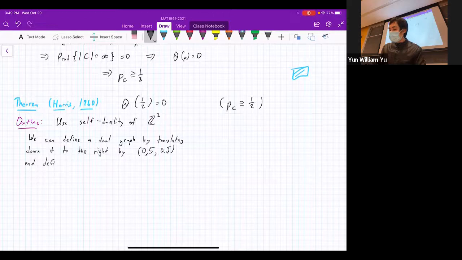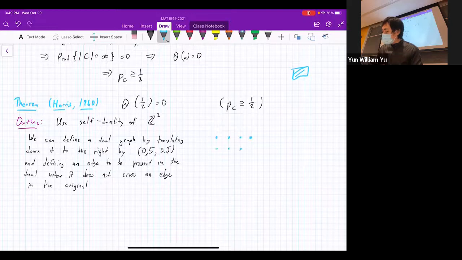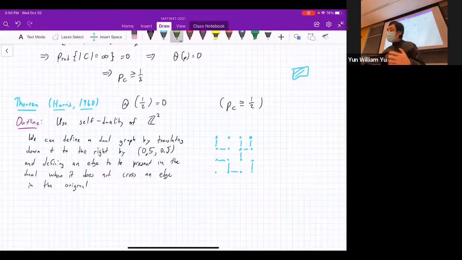Defining an edge to be present in the dual when it does not cross an edge in the original. This will be a little more clear when I actually draw it. So let me draw out the graph. I'm going to draw it in 4x4 because it's hard to draw infinite graphs. Let's say this thing has edges, say here, here, here, here, here, and let's also put in that one. What we're going to do is translate down to the right.